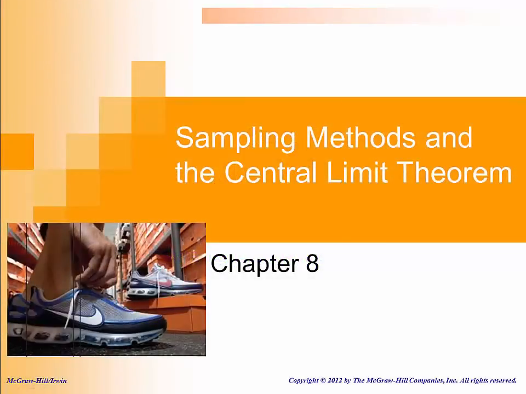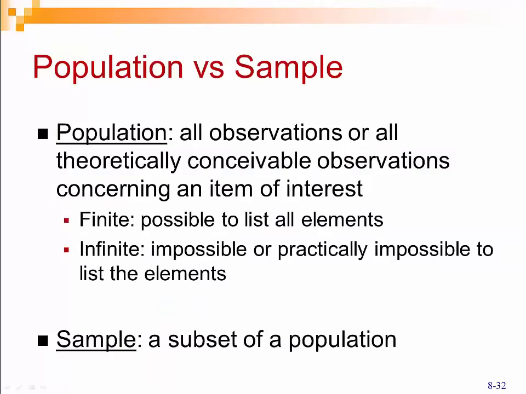Discuss sampling methods, but then we're going to take a little bit more time on the central limit theorem. Let's go ahead and review a little bit on population and sampling. In the population, we're talking about essentially every possible observation of a particular body or phenomenon of interest, and then the sample is a subset of that population. And why might we want to take a sample instead of the entire population?